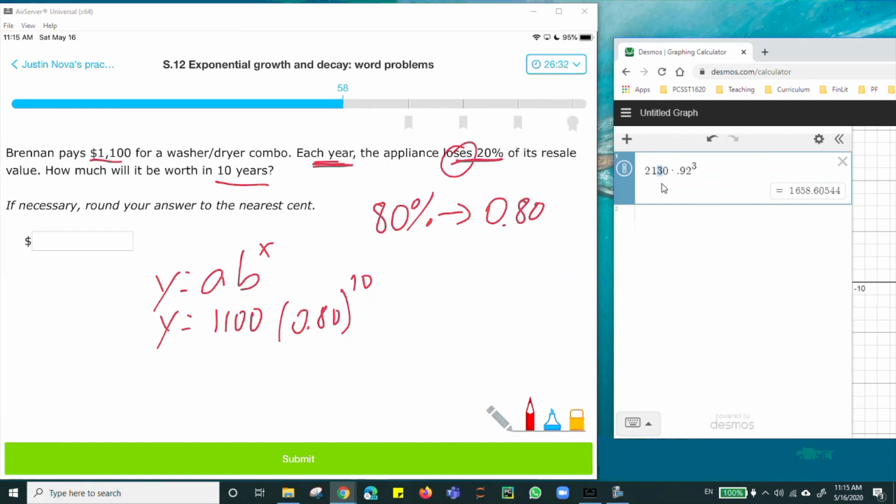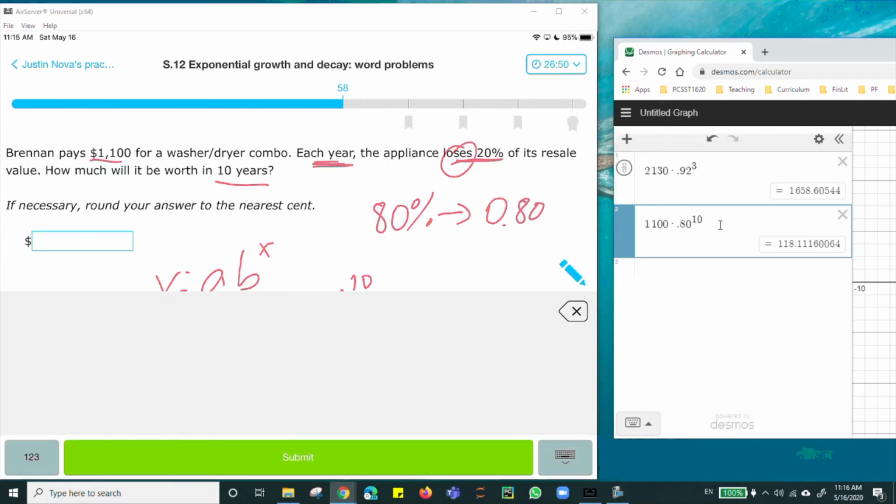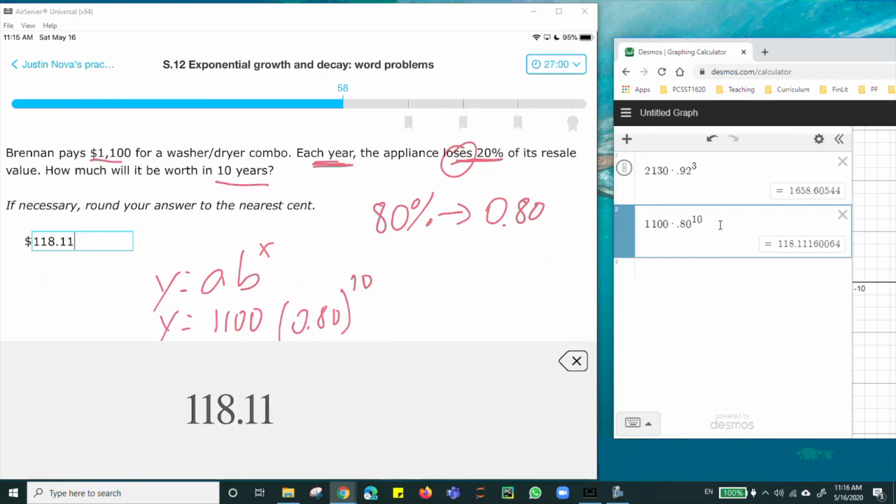So I'm going to put this one in my calculator. So 1100 multiplied by 0.80, raise that to 10 years. And the question says nearest cents. So I'm going to round to the nearest cents. So it's going to be 118.11. Okay, so that is the value after 10 years.